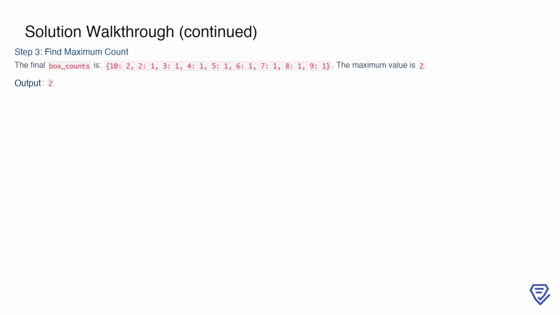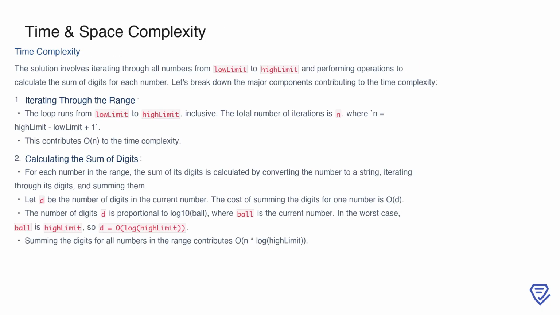This approach of iterating through the range, calculating the digit sums, and tracking the counts in a dictionary allows us to efficiently solve the problem for any given range of ball numbers. To determine the time complexity of our solution, we start by analyzing the process of iterating through all the numbers between low limit and high limit. This loop runs for every number in the range, which means the number of iterations is equal to n, where n is calculated as high limit minus low limit plus 1. This gives us an O(n) contribution to the time complexity.